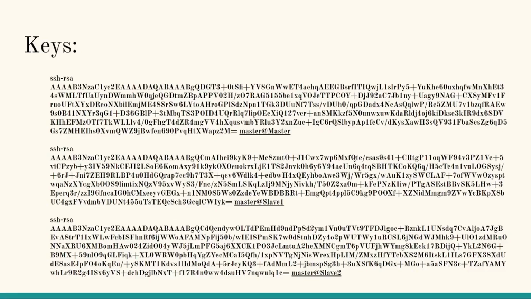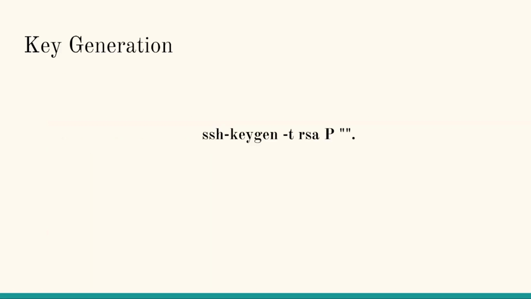Now, what you see on the screen are the SSH public keys for the master and the slave nodes. The keys start with ssh-rsa, which represents the type of the key, then the actual key, followed by a comment, which I've underlined, which tells us about the user or the system associated with the key. These keys are generated using the command shown on the screen.